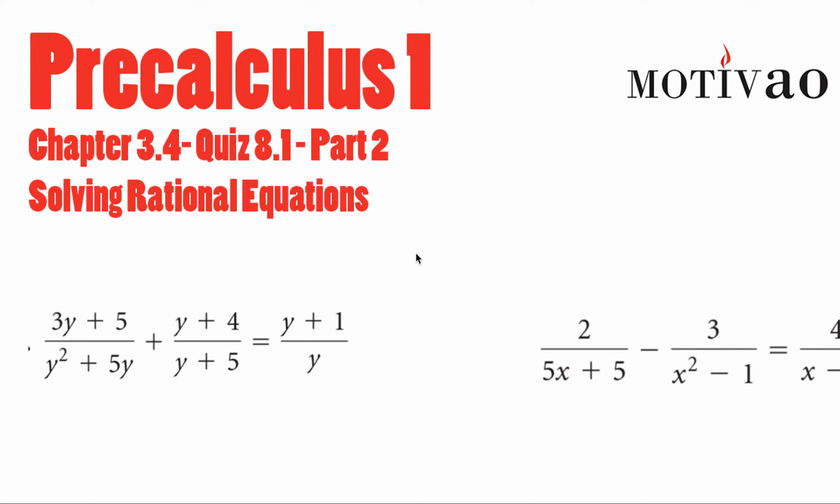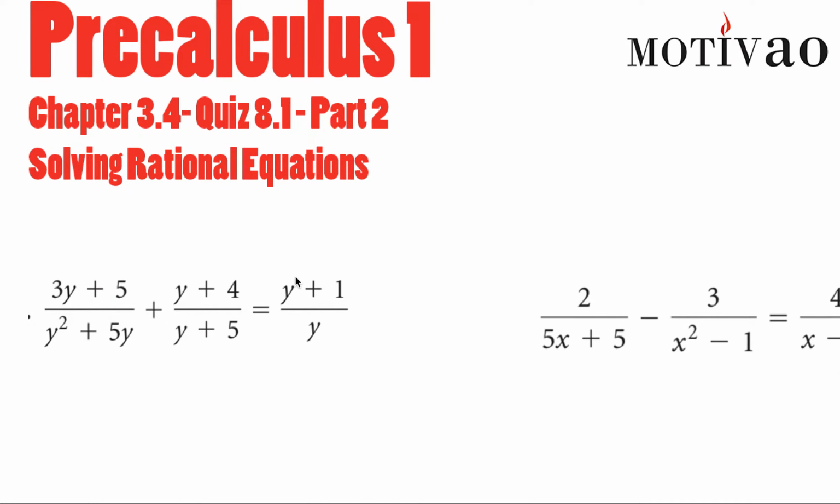We're going to do some extra practice for solving rational equations. So this one says, solve this one. First thing you want to do is try to see what values are not permissible in this equation. Those values are the ones that are going to give you 0 in the denominator.